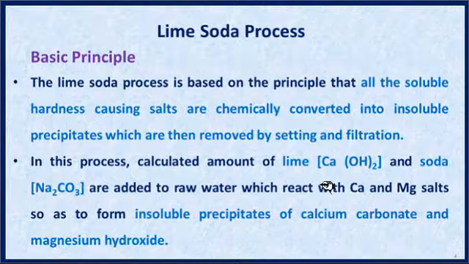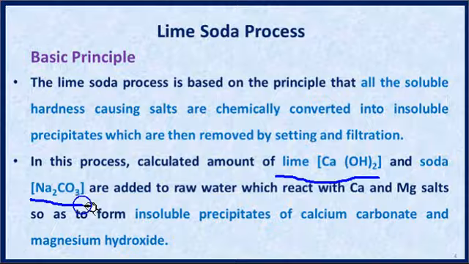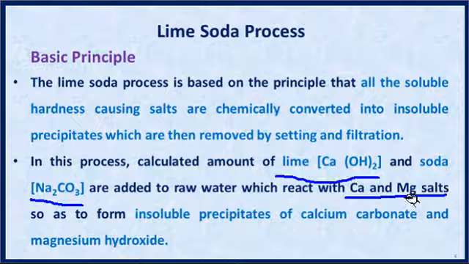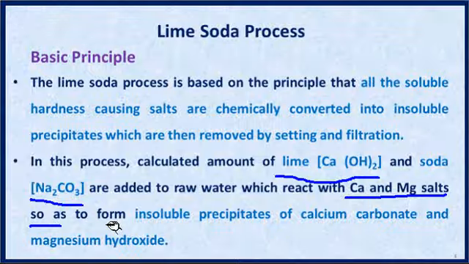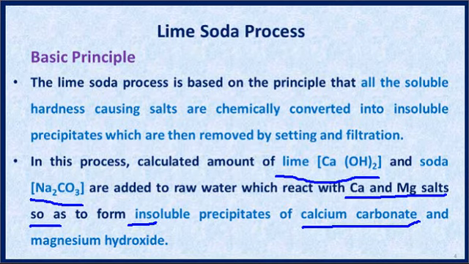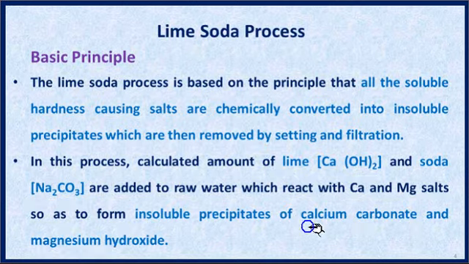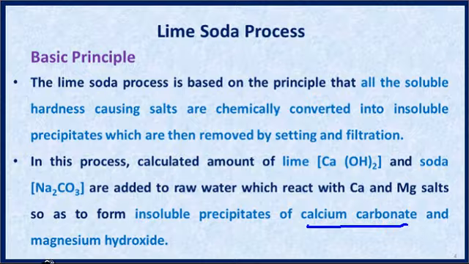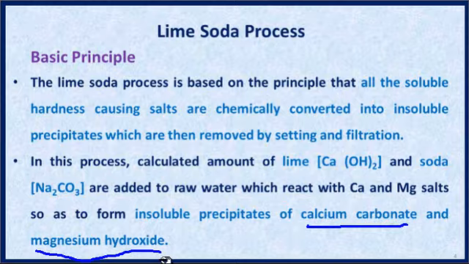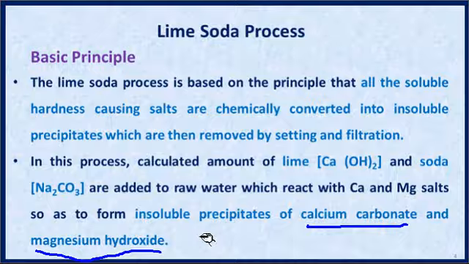In this process, lime, that is calcium hydroxide, and soda, that is sodium carbonate, are added to the raw water or the hard water, which reacts with the calcium and magnesium salts. These salts are the hardness causing salts, and they are converted into insoluble precipitates of calcium carbonate and magnesium hydroxide. Calcium carbonate is the most insoluble salt of calcium and magnesium hydroxide is the most insoluble salt of magnesium.